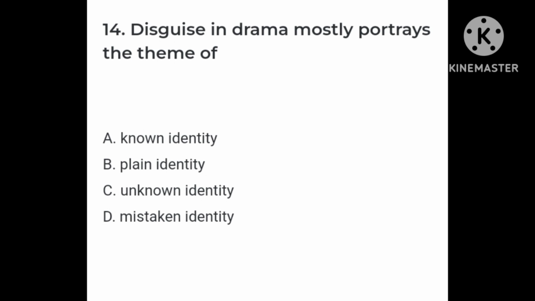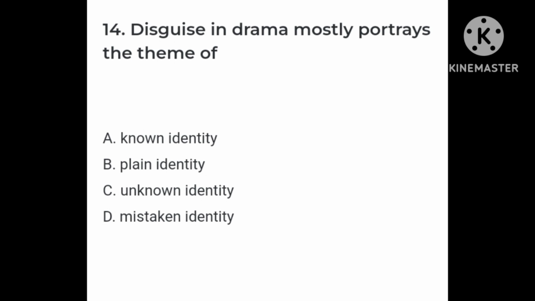Everything is plain. Everything is straightforward. Option C, unknown identity. This is when a character's true identity is hidden or unrevealed, often creating suspense or mystery. Unknown identity. Character's true identity will be masked, and that will leave the audience gazing or working towards knowing the true identity of the character. The essence of using such a character is to create suspense in order to keep the audience waiting.